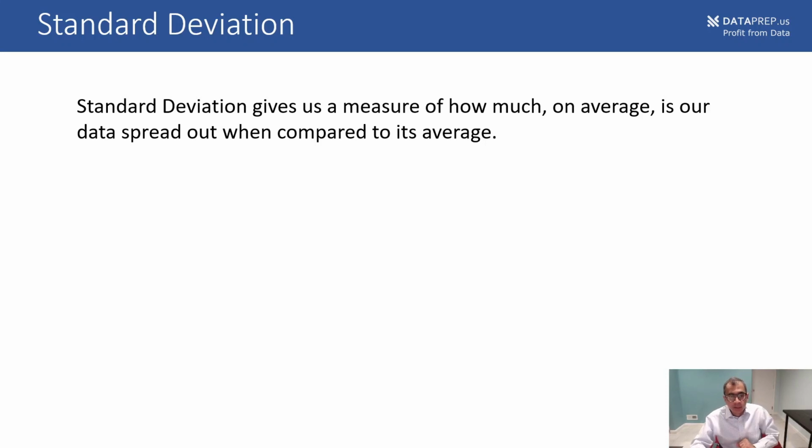Now, going back to standard deviation. Standard deviation gives us a measure of how much on average our data is spread out when compared to its average. And what does that mean? Normally, one would expect that your data is centered around the mean or the average.